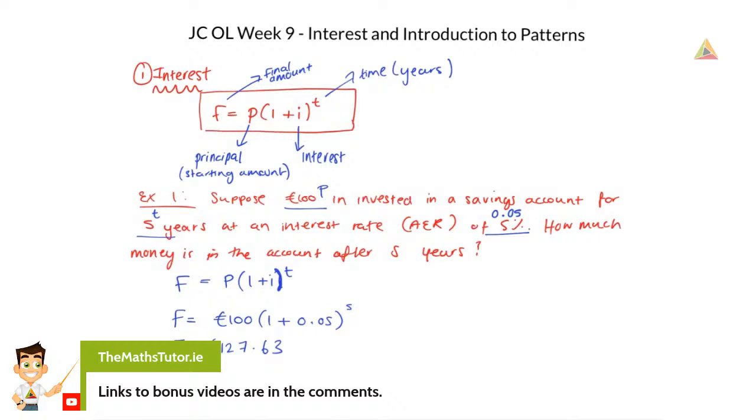So the main things here are, you need to know what each of these things mean. F is your final amount, P is the principal, which is the amount you start off with. I is the interest, and you need to convert that to a decimal. T is the time, and that's in years. So you're just literally putting it into the formula.